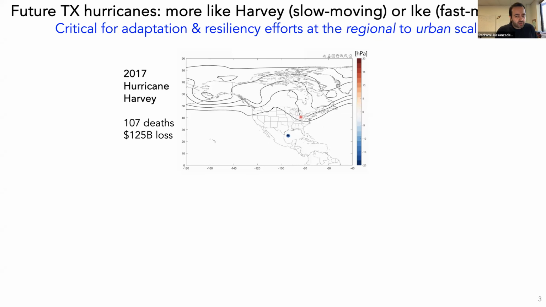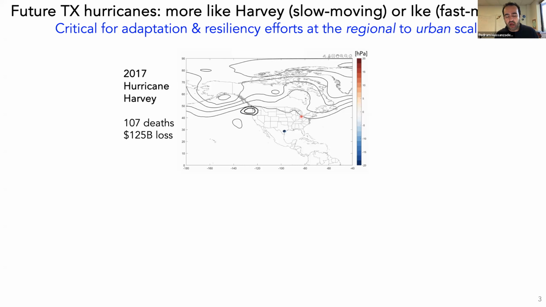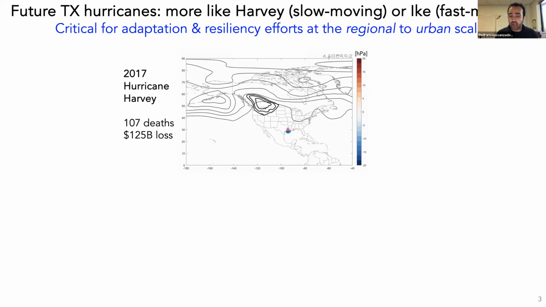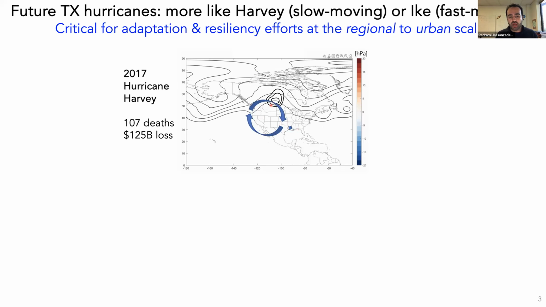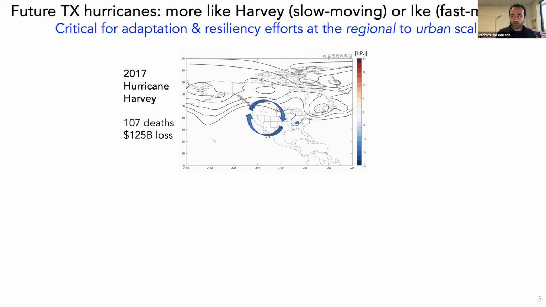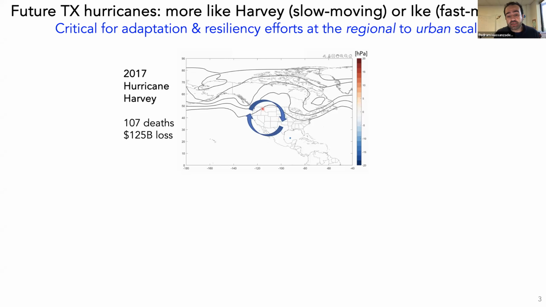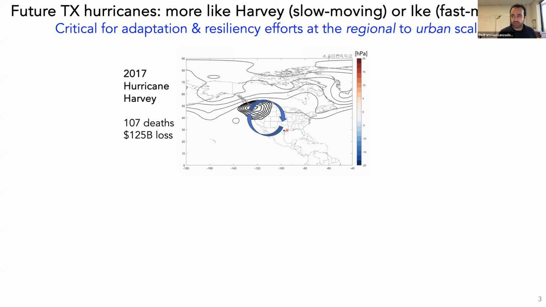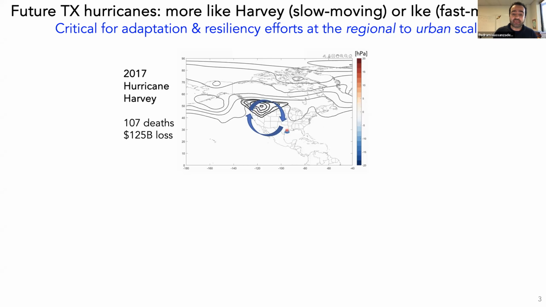accordingly. In some work that we did, and actually started during Harvey, we found that Harvey was moving north, but then it stalled over Houston because a blocking event showed up over the Western US, and blocking events provide clockwise circulation. So it pushed the hurricane down, and it stalled over Houston, and that's why we got so much rain for 5 days.